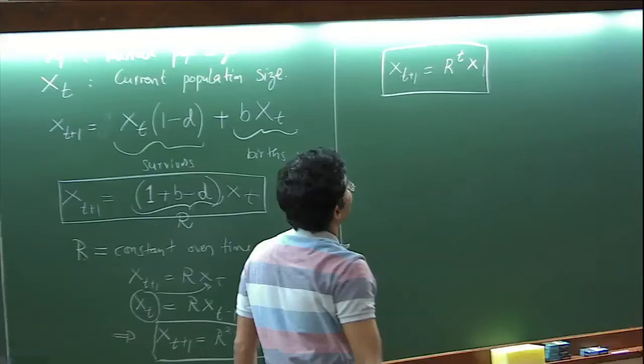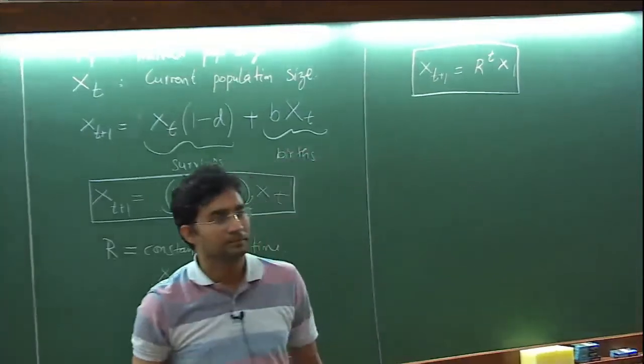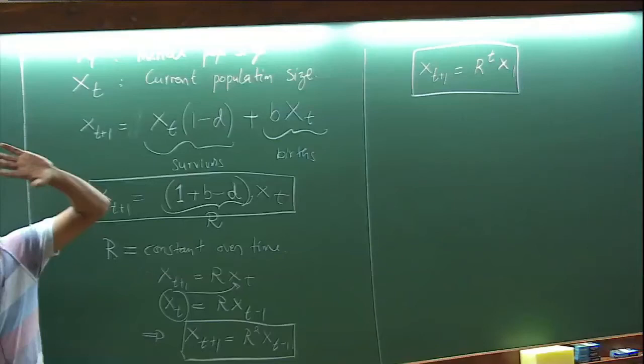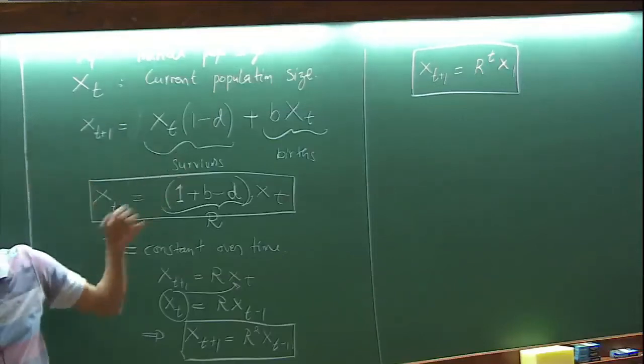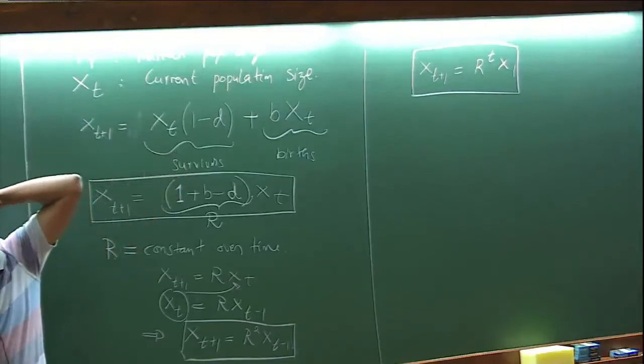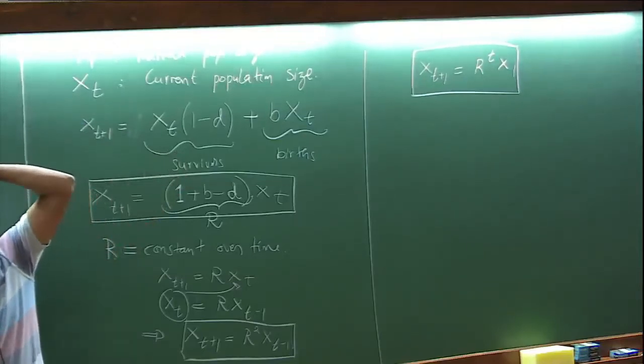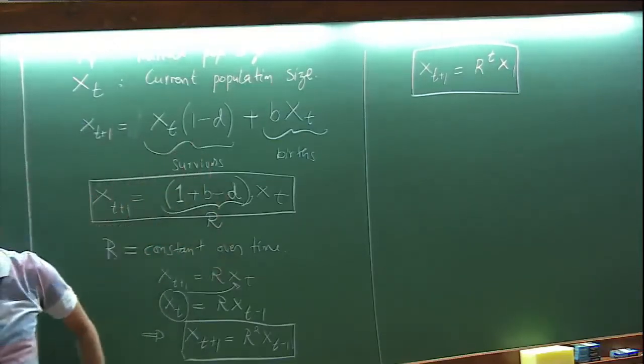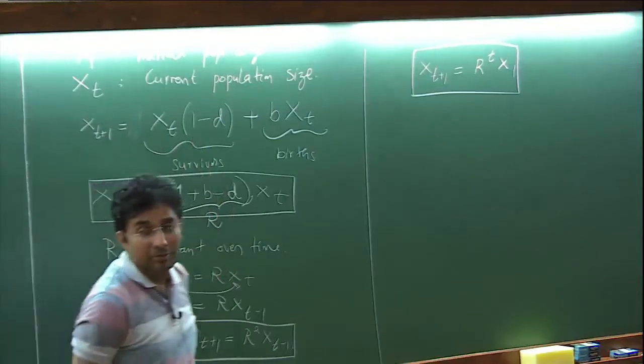So then xt plus 1 must be equal to... Is this fine? I just want a nod from everybody who hasn't done this before, and those who are not from a mathematics background. Does it sound reasonable so far?